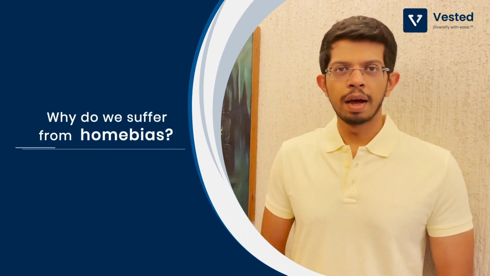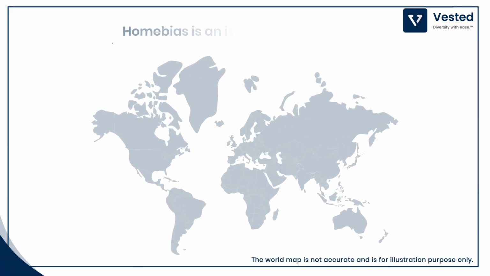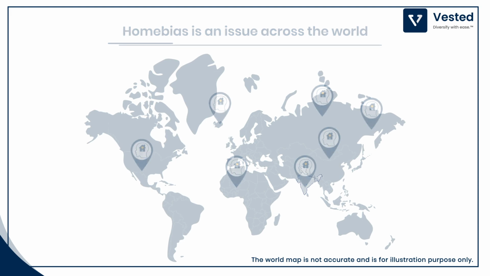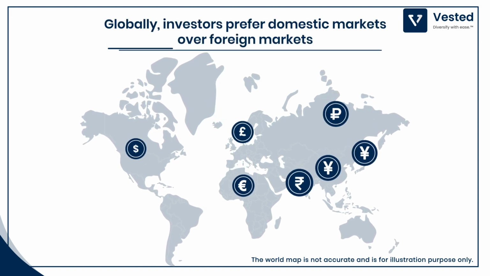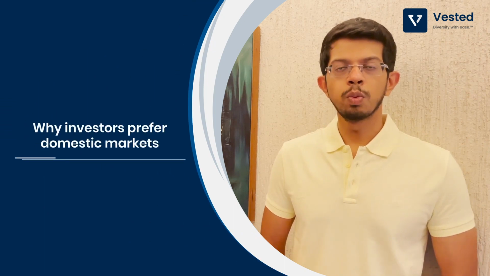So next, let's look at why we suffer from home bias. This question has puzzled many. In today's globalized world, one would imagine that investors are naturally thinking globally. But this home bias issue is not just an issue in India, it's across the world. Investors have always preferred domestic markets versus foreign markets. Here are three main reasons why.